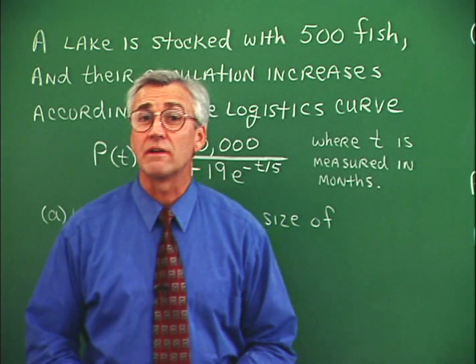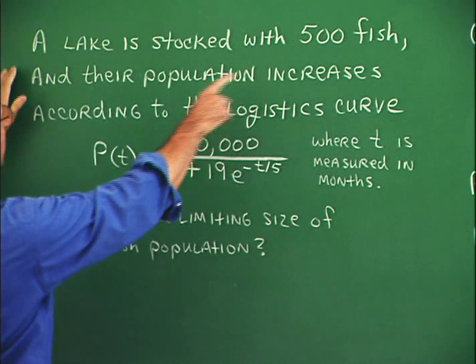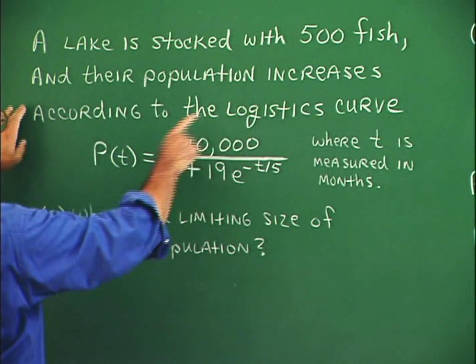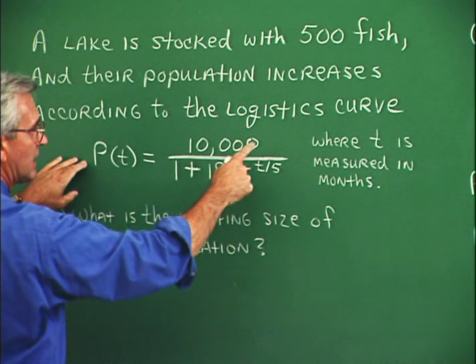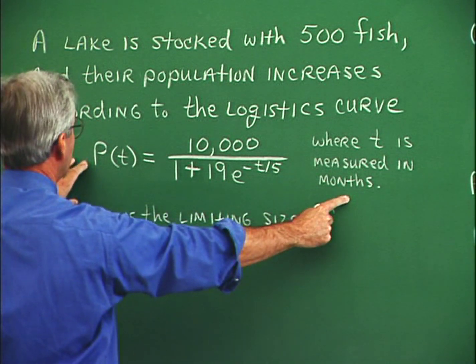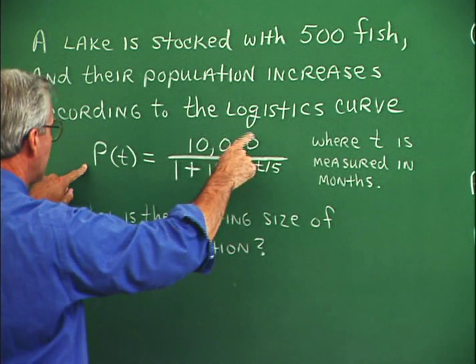Here's a problem involving a fish population. It says a lake is stocked with 500 fish and their population increases according to the logistic curve P(t) equals this expression, where t is measured in months. All right, so the population according to time is this.